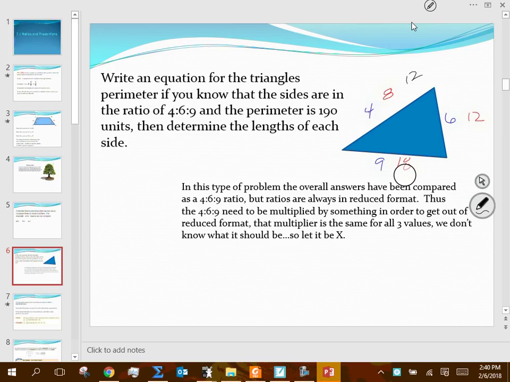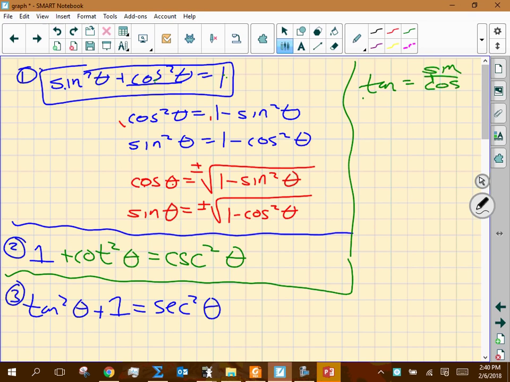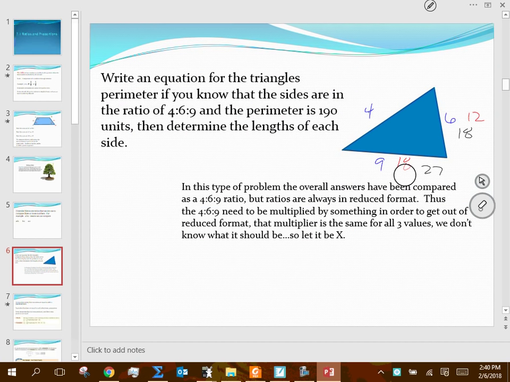Okay. What about taking this 4 and tripling? So that would be 12. Take this and triple, it gives me 18. Take this and triple, it gives me 27. If I add all of those up, do I get 190? No. Okay. So with a value of 2 or 3 or 4, I'm not getting to that 190 very quickly. But hopefully you guys realize that we're trying to enlarge this 4 to something, increase that 9 to something and that 6 to something, right? But they all need to increase by the same amount.